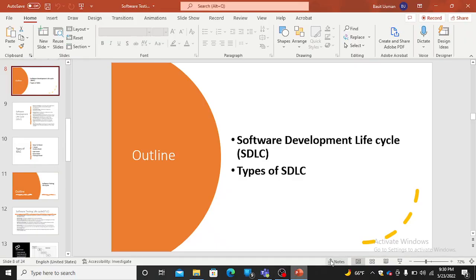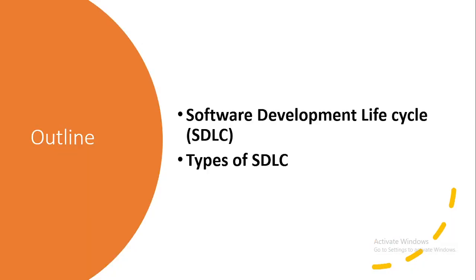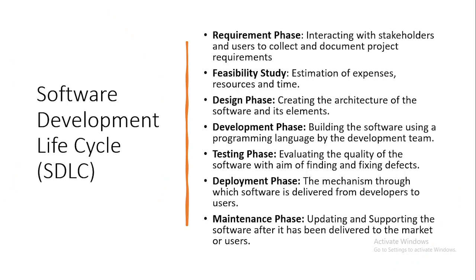So in this video we will be learning about the software development life cycle and the types of software development life cycle. The software development life cycle is the process in which software is made, from the planning to the execution and deployment to the customers. So let's start. There are seven steps in the software development life cycle.